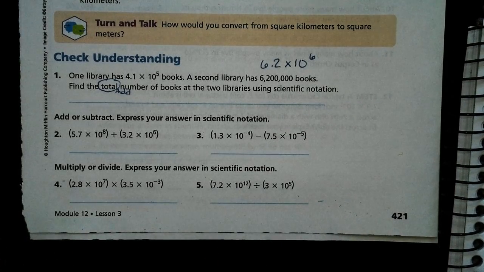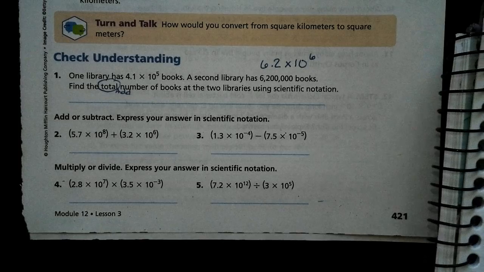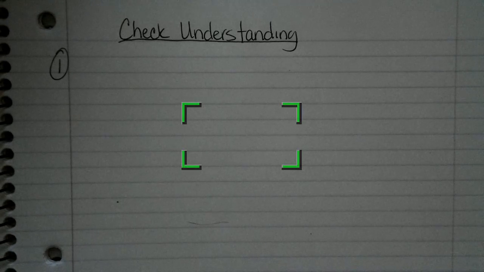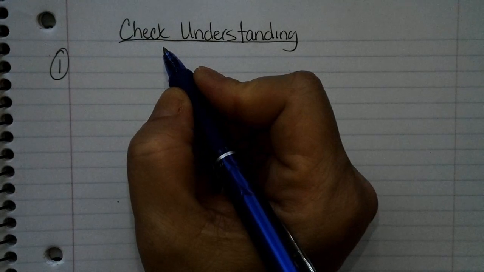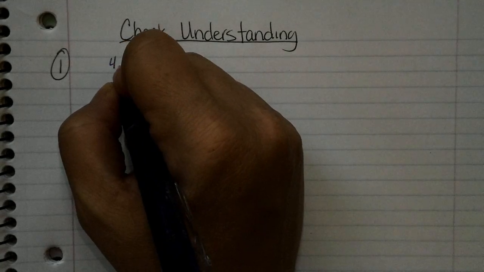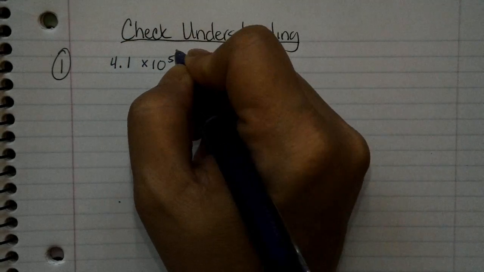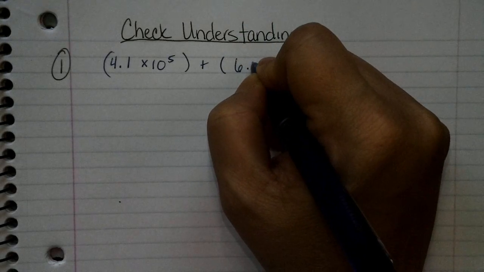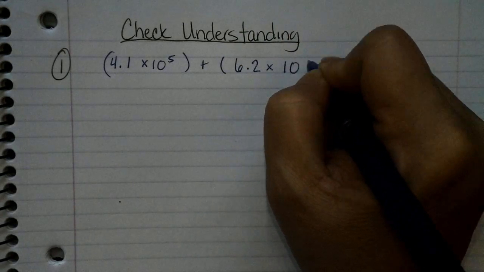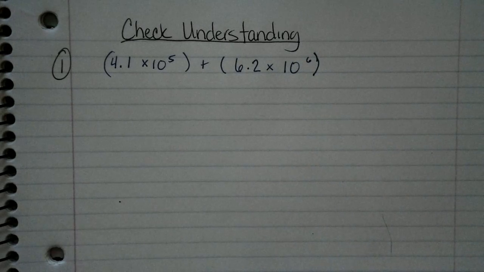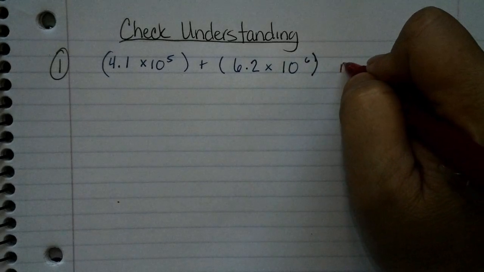So this is the part where I'm going to move to my notebook paper. All right, so we are adding 4.1 times 10 to the 5th power, and we're going to add that to 6.2 times 10 to the 6th power. All right, so remember, when we're adding, you must have the same exponent. So you have to make your exponents the same.